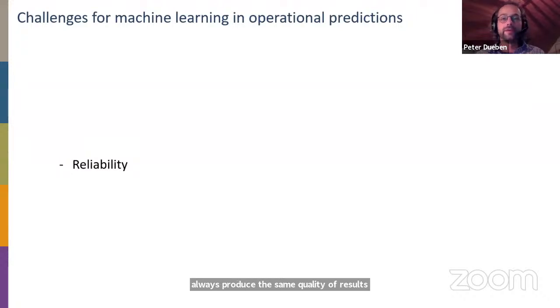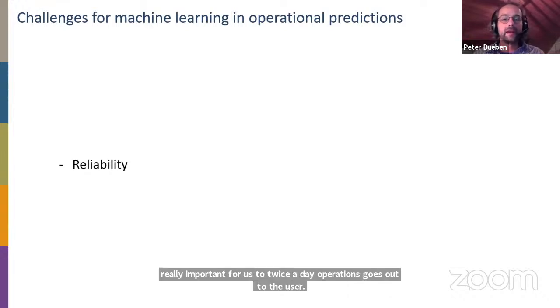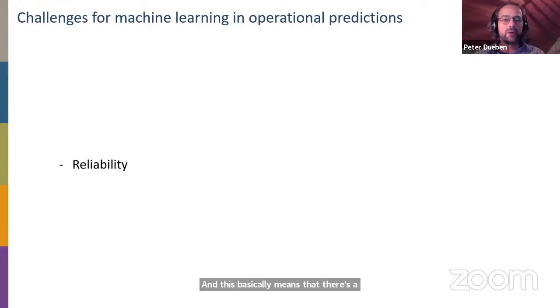What this means is, if I suggest a new tool for operational use, and it's put into the system, and then it crashes in the middle of the night, I may get a phone call to get up and suggest a correction so that the operational forecast can go out, because it's really important for us that twice a day our operations go out to the user. This also means there's a lot of doubt in the community towards machine learning tools, because machine learning tools are based on black boxes, and domain scientists don't like black boxes.